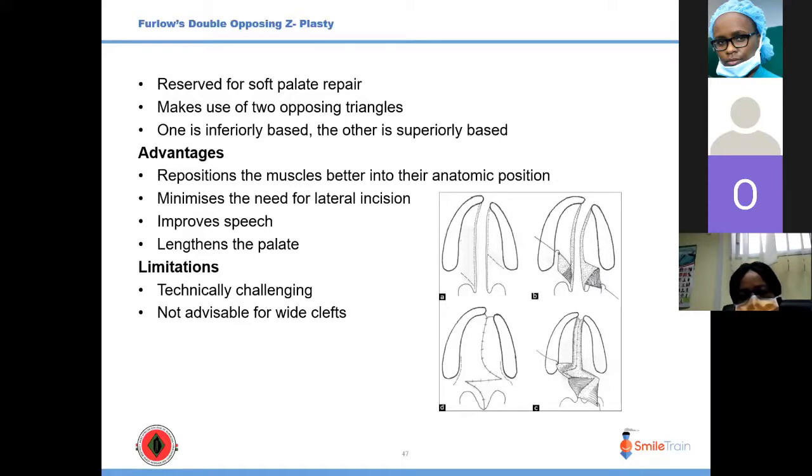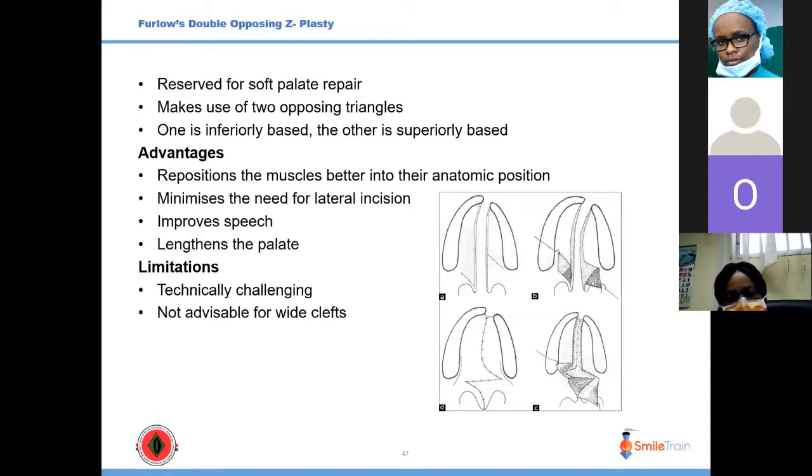So we are closing. We are now going to make the incision in the opposite way that you make this one, so that this flap that contains only the nasal mucosa is going to be superiorly based, and this flap here that contains the muscles and the nasal mucosa is going to be inferiorly based. And then we are now going to transpose, so it will now give us a double triangle. And this one actually extends the soft palate very well, and it also improves the speech of the individual.